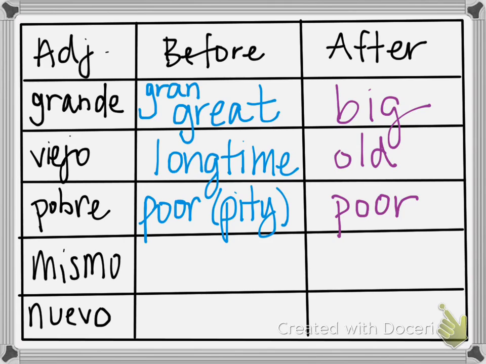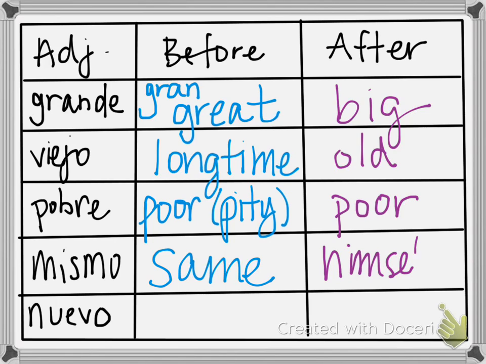Okay, now we did those three first because mismo and nuevo are a little strange. Mismo you've actually used to learn to mean same. Okay, like el mismo vestido, the same dress. Okay, now the one that you're not familiar with is using it after. It actually means himself or herself. An example of this would be like the student himself is responsible. El estudiante mismo es responsable.